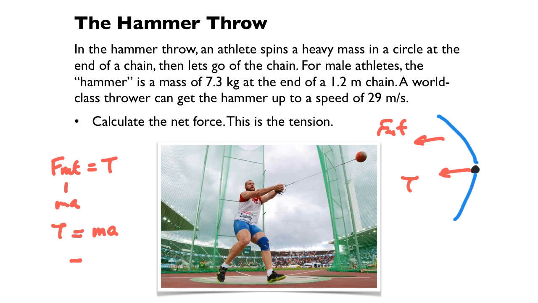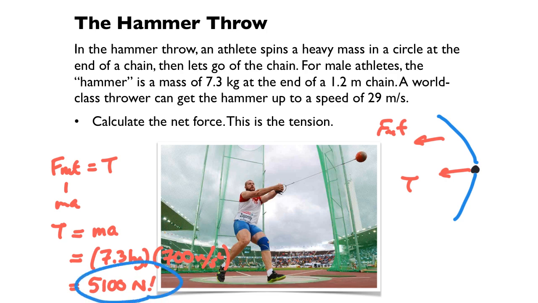And the tension force is going to be equal to the mass, 7.3 kilograms, times the acceleration, which we said was 700 meters per second squared. If I calculate that, I get a force of 5,100 newtons. That's over 1,000 pounds, half a ton. Wow, which is kind of insane.